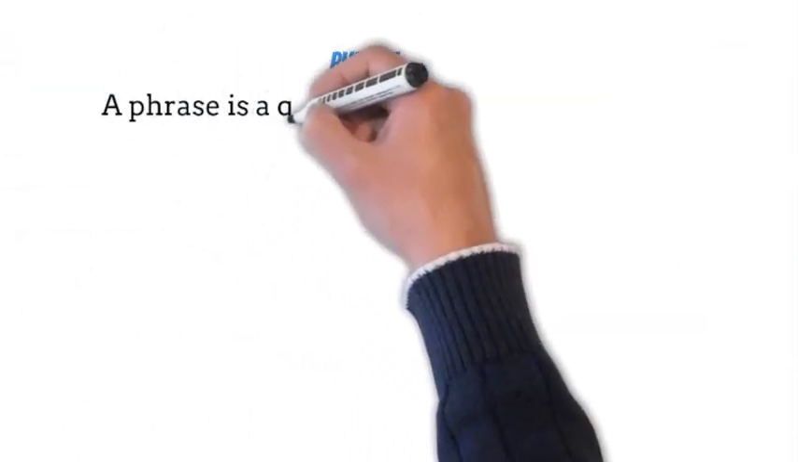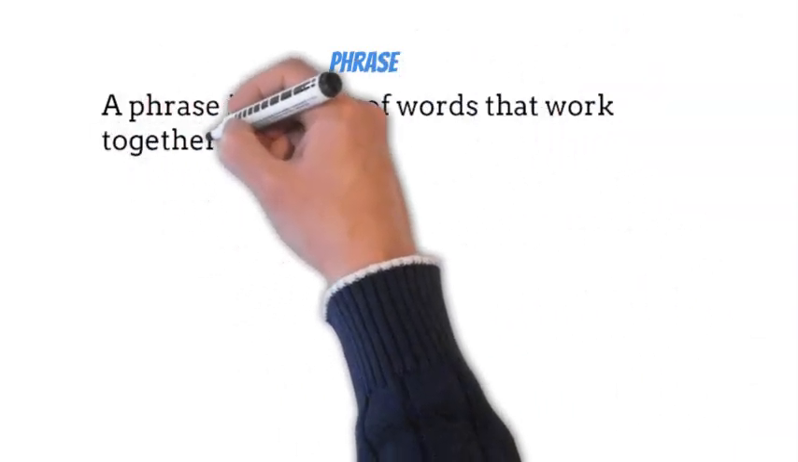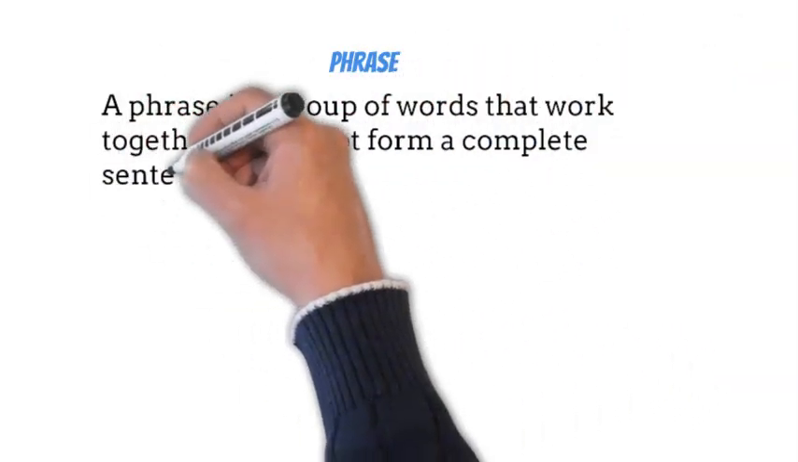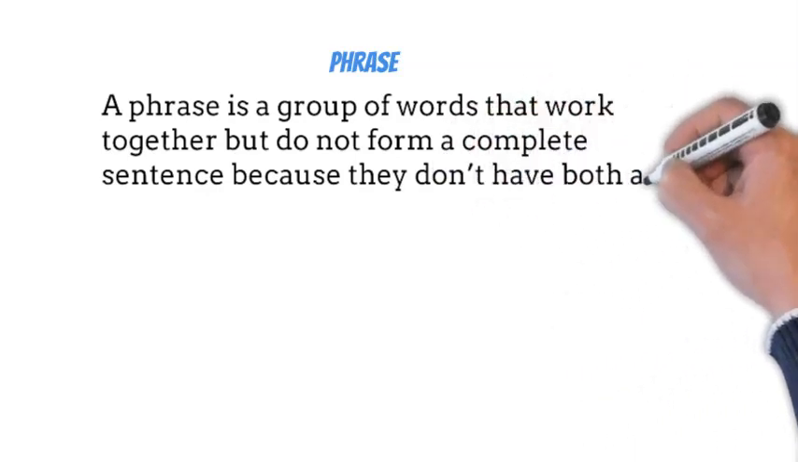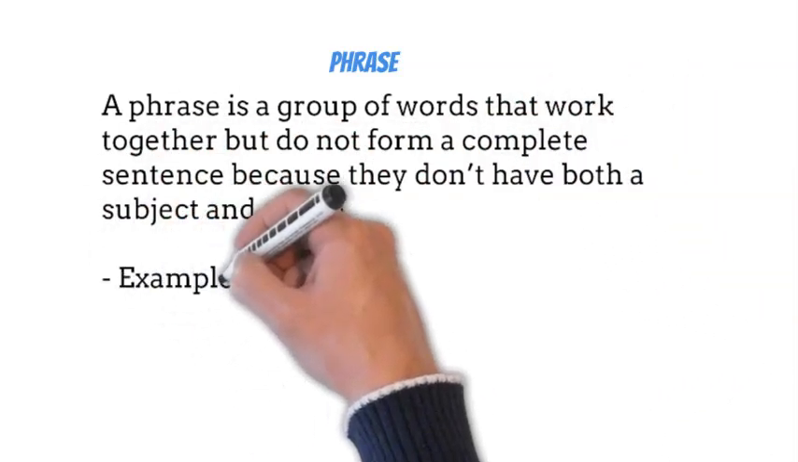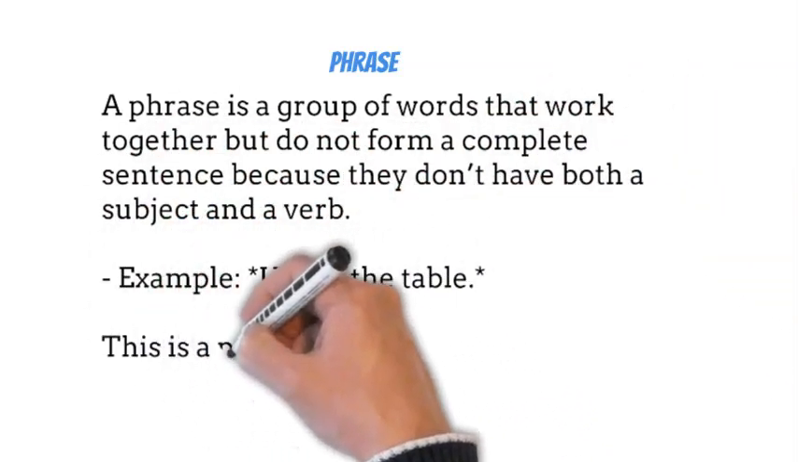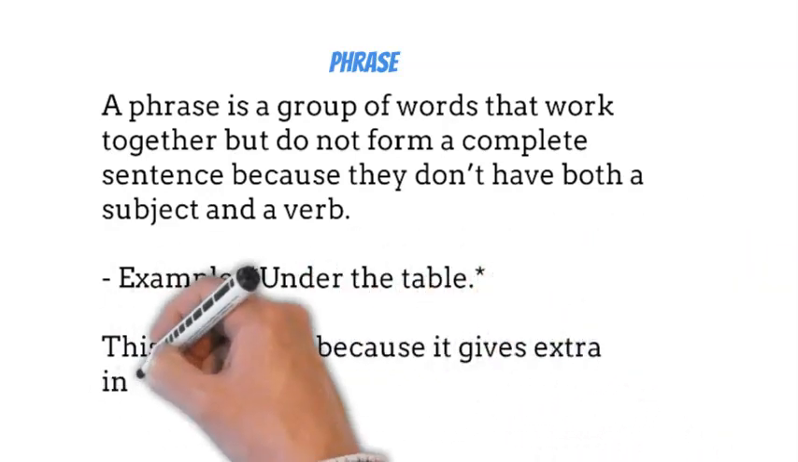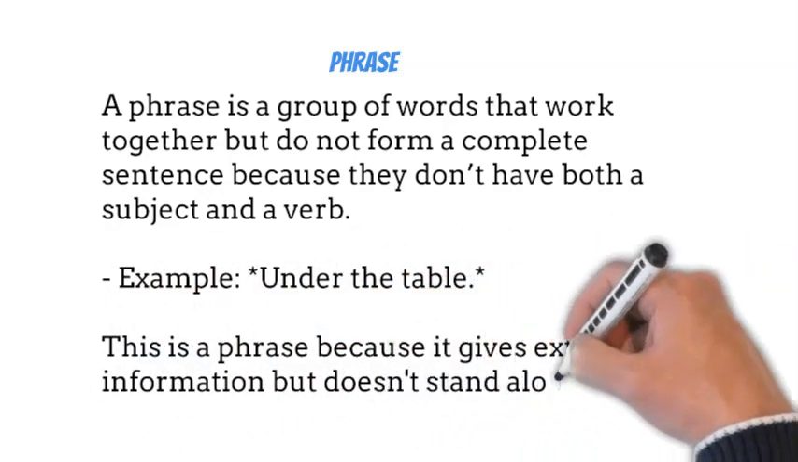Phrase. A phrase is a group of words that work together but do not form a complete sentence because they don't have both a subject and a verb. Example, under the table. This is a phrase because it gives extra information but doesn't stand alone as a full idea.